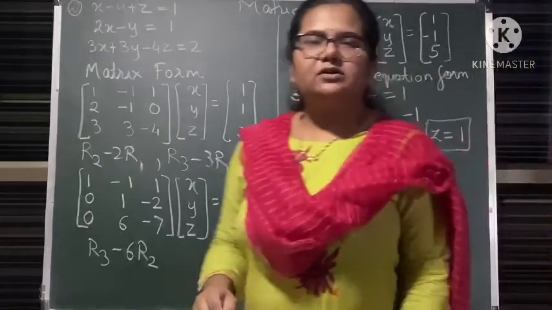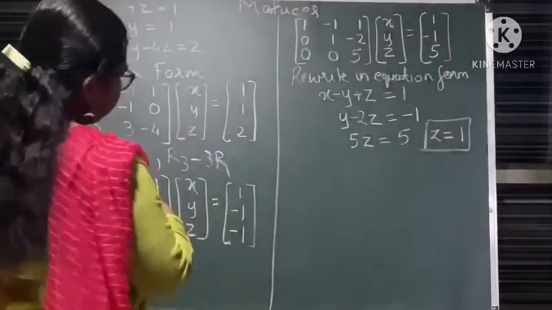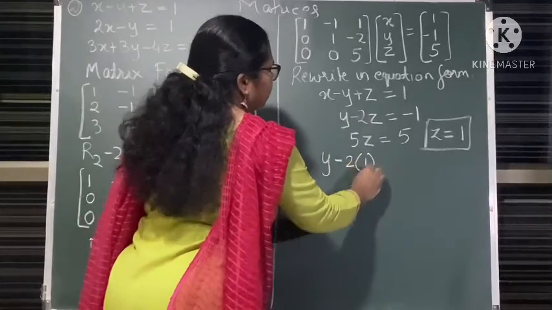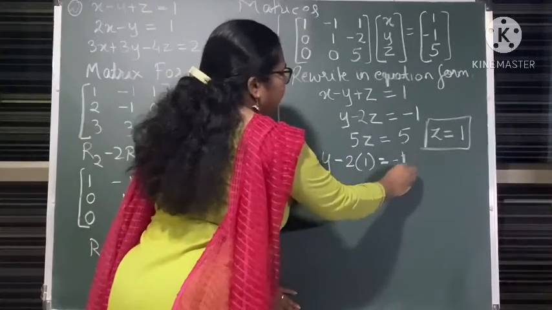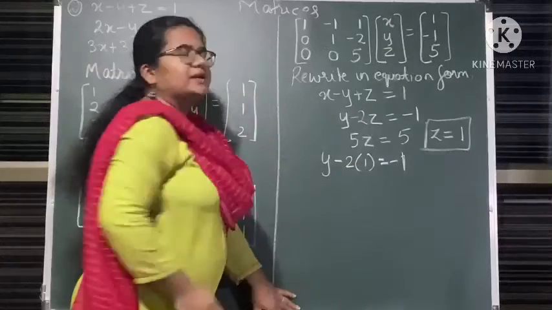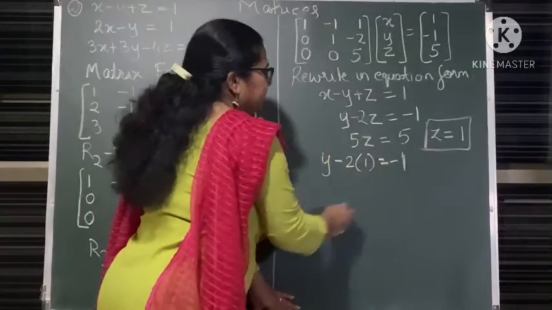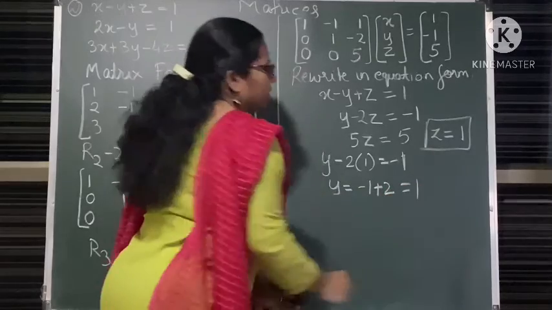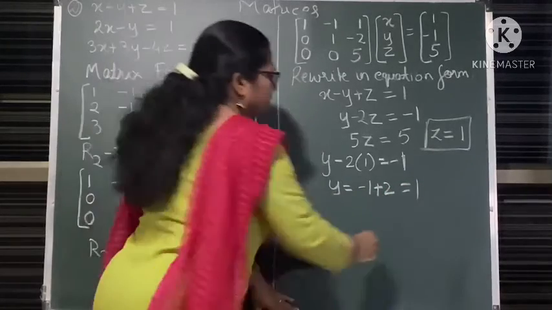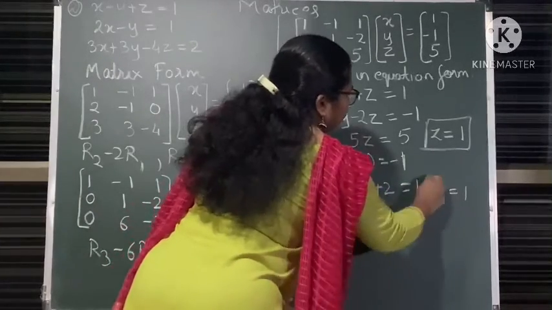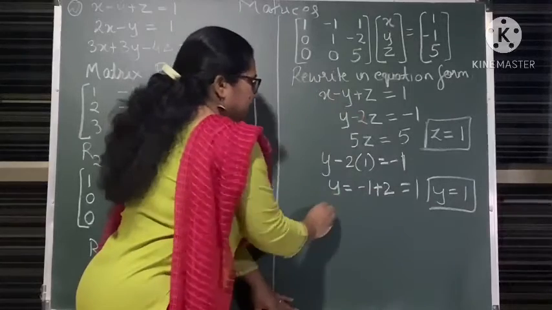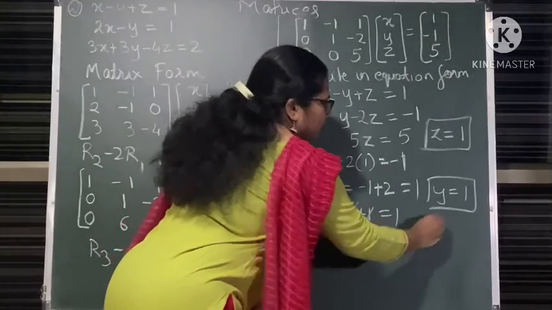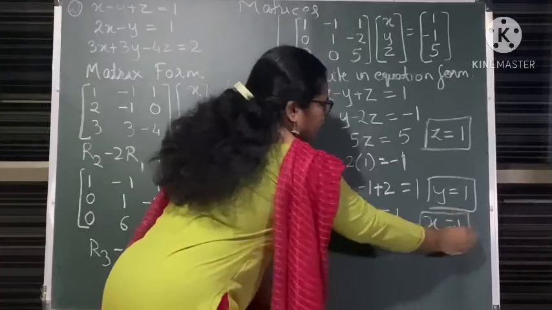So when you get z, you will substitute in the above equation. So substitute z in this equation. So y minus 2 into 1 is equal to minus 1. 2 into 1 is 2. When you take it on the other side, it will become plus 2. So minus 1 plus 2 is equal to 1. So again y also is equal to 1. So here you get y equal to 1. So substitute here: x minus 1 plus 1 equal to 1, cancel. So again you get x also equal to 1.